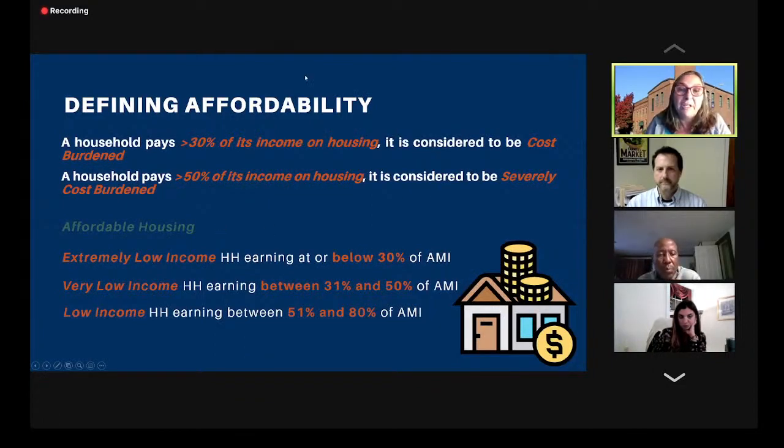Defining affordability. A household that pays greater than 30% of its income on housing is considered to be cost burdened. A household that pays greater than 50% of its income on housing is considered to be severely cost burdened. Affordable housing is defined as extremely low income households earning at or below 30% of AMI, very low income households earning between 31% and 50% of AMI, and low income households earning between 51% and 80% of AMI.